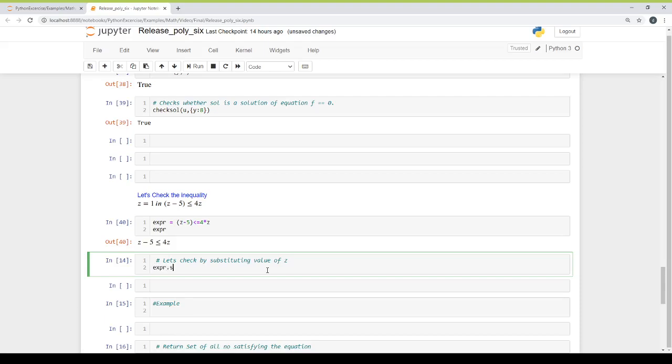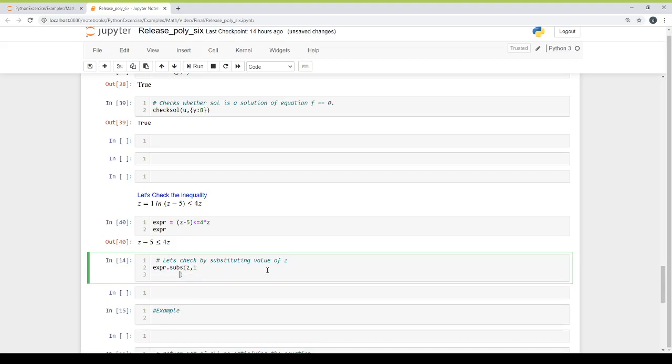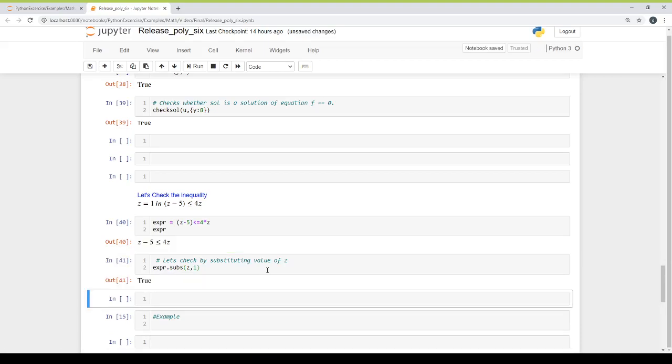Expression dot substitute value of z, suppose we put 1, shift enter. True means 1 is a value which satisfies the equation, which satisfies the inequality. So this is an inequality problem.